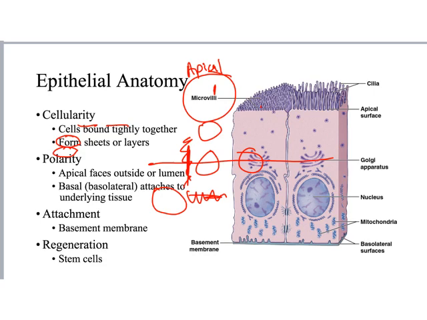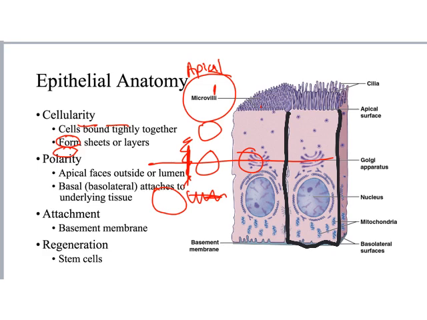So let's look at a general epithelial anatomy. This is showing you a picture of what we would call columnar epithelium, and we call it columnar because, as you can see, it looks like a column. But it's just going to serve as a representative for pretty much all of the epithelial cells that we'll take a look at. So first of all, epithelial cells tend to be bound together rather tightly so that they can form a sheet on top of whatever it is that they're covering or protecting.